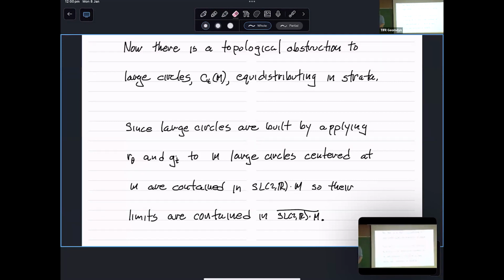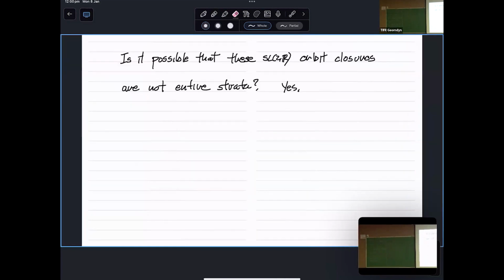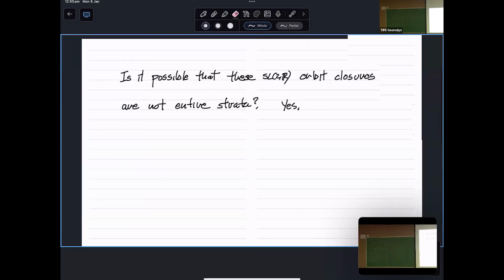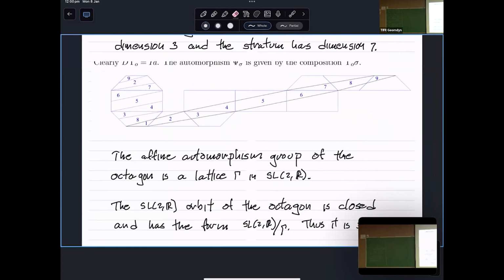Okay? So a possible obstruction is that the closure of the SL2R orbit of M is not everything. It's not the entire stratum. So we can ask if that can happen. And the answer is that indeed it can happen. So let me give you some examples here. In fact, this phenomenon happens in the case of the octagon.